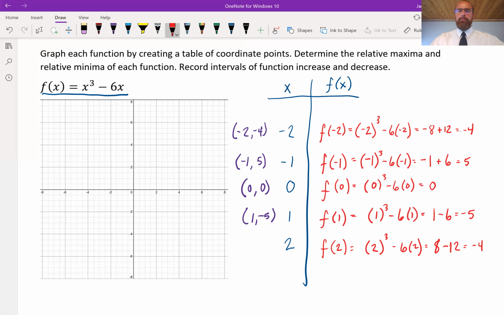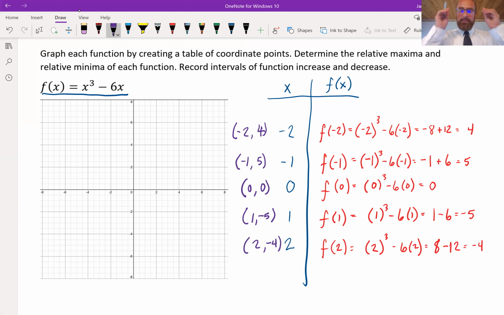And it looks like I've made a mistake on my very first calculation. So those who had caught it, you've been waiting patiently. -8 plus 12, not -4, but +4. So let's correct that so we get an accurate graph. And the last point that we saw was 2, -4.